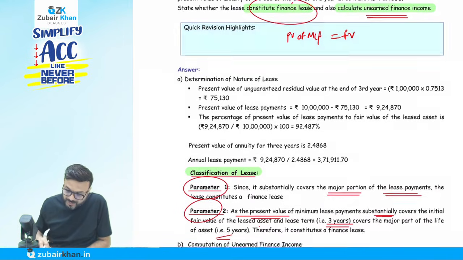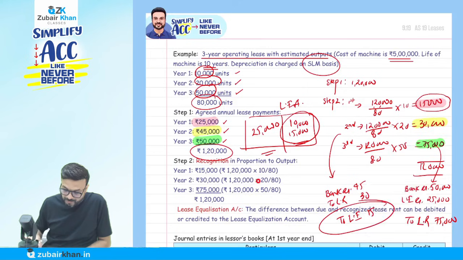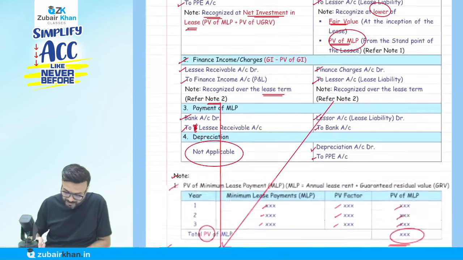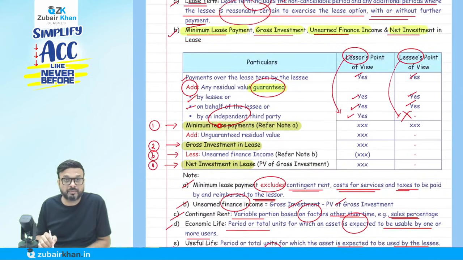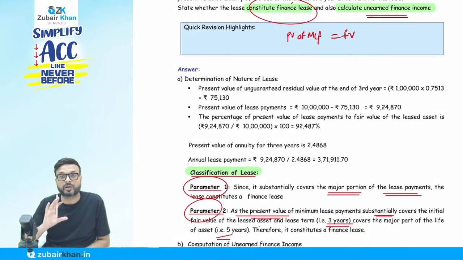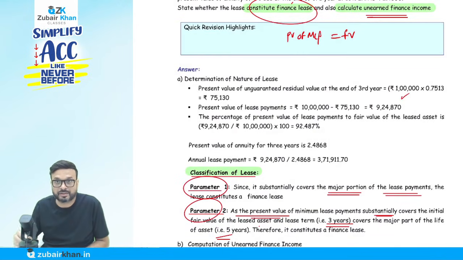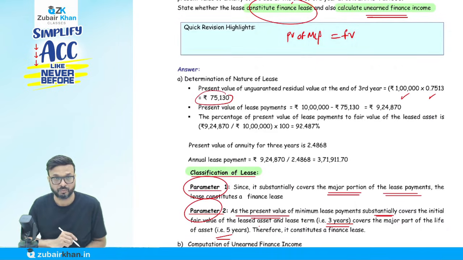The unguaranteed residual value is not a part of the minimum lease payment. It does not cover the unguaranteed residual value. So how to find it then? First, let's find the present value of the unguaranteed residual value. The total amount of the unguaranteed residual value is given as 1 lakh, and it is going to be realized at the end of the third year. The discounting factor is 0.7513, which is given. So the present value of the unguaranteed residual value is 75,130.